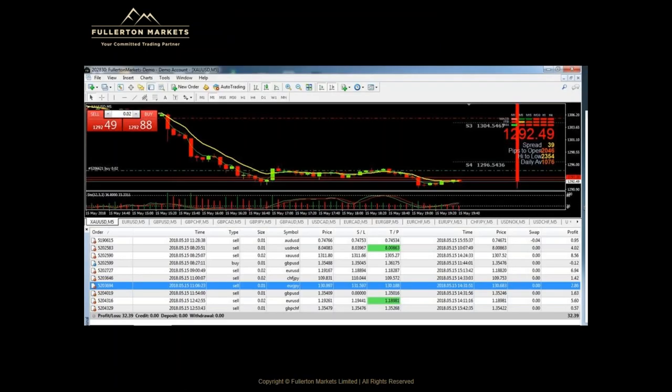This is another student, and look at these trade sizes. 0.01, 0.01, 0.02, 0.01, 0.02, 0.02, 0.01, 0.01, 0.02, 0.01. Wow, amazing. $32 for the day. And this is a brand new student, just beginning. Okay? And one losing trade, 12 cents. No big deal. But all small lot sizes, as small as it can possibly be, micro lots, and $32 profit.